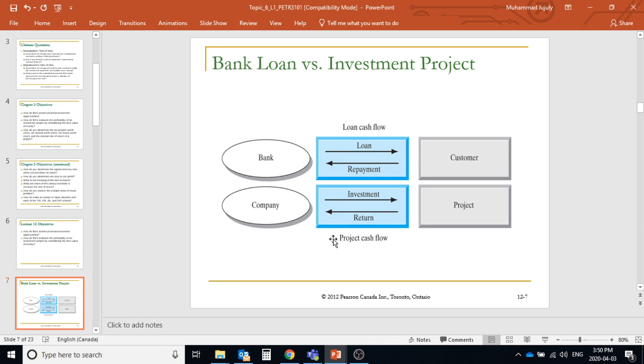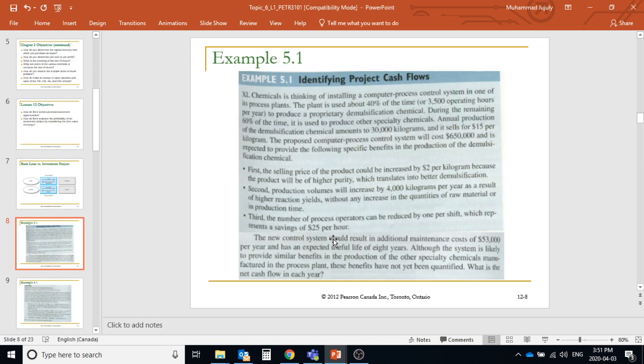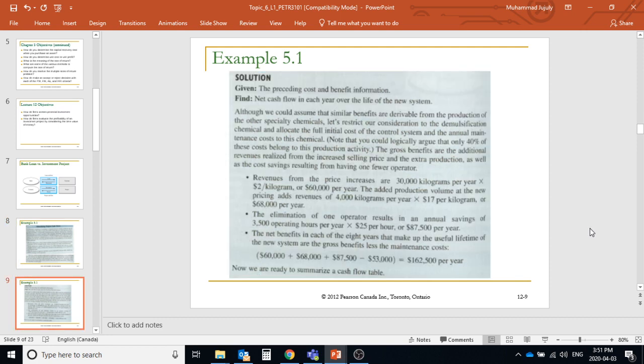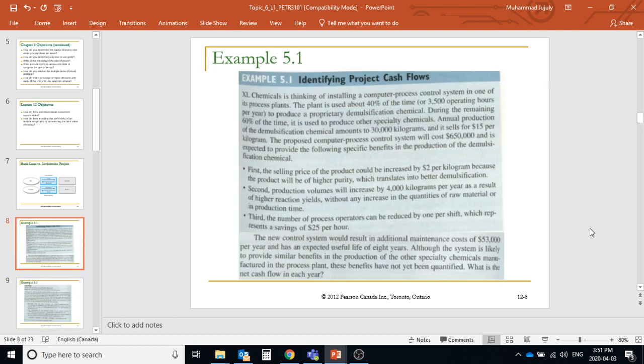Right, fine. We already went through example 5.1. This is a very important example, because based on it we will see all the other problems and solutions. Here it says a chemical industry is thinking of installing an automatic process control system, which costs money as an initial investment.